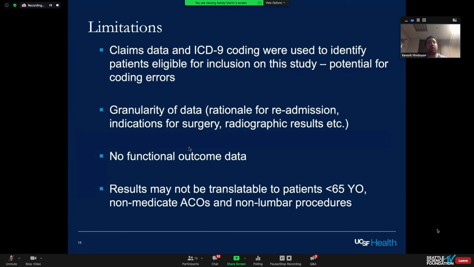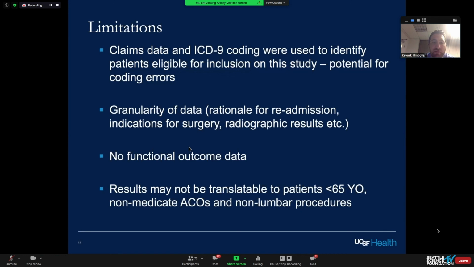So this study was thorough, although it did have some limitations. It was a large database study, so claims data and ICD-9 coding were used to identify patients eligible for inclusion in the study, so there's potential for coding errors. Again, large database study, so there's lack of granularity of the data, so things such as rationale for readmission, indications for surgery, and radiographic results weren't available for review.